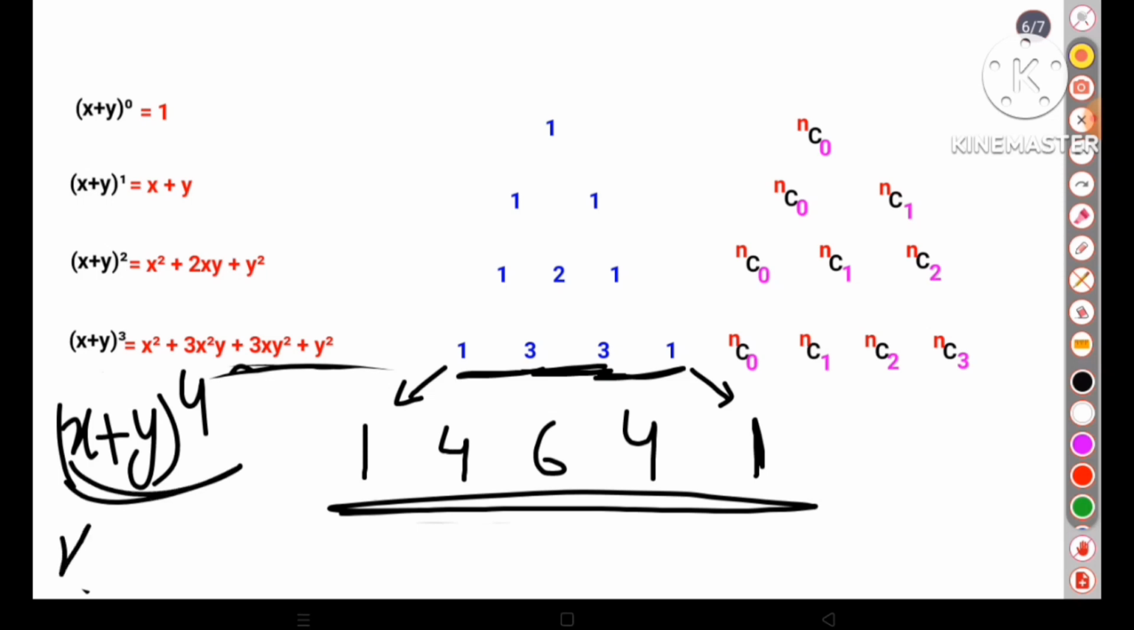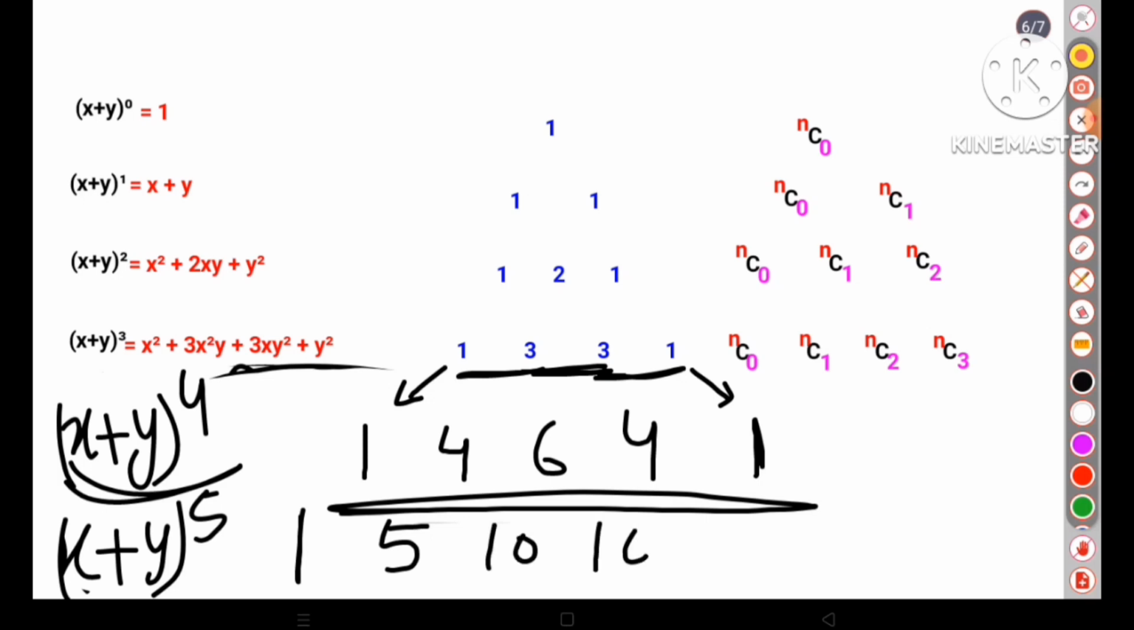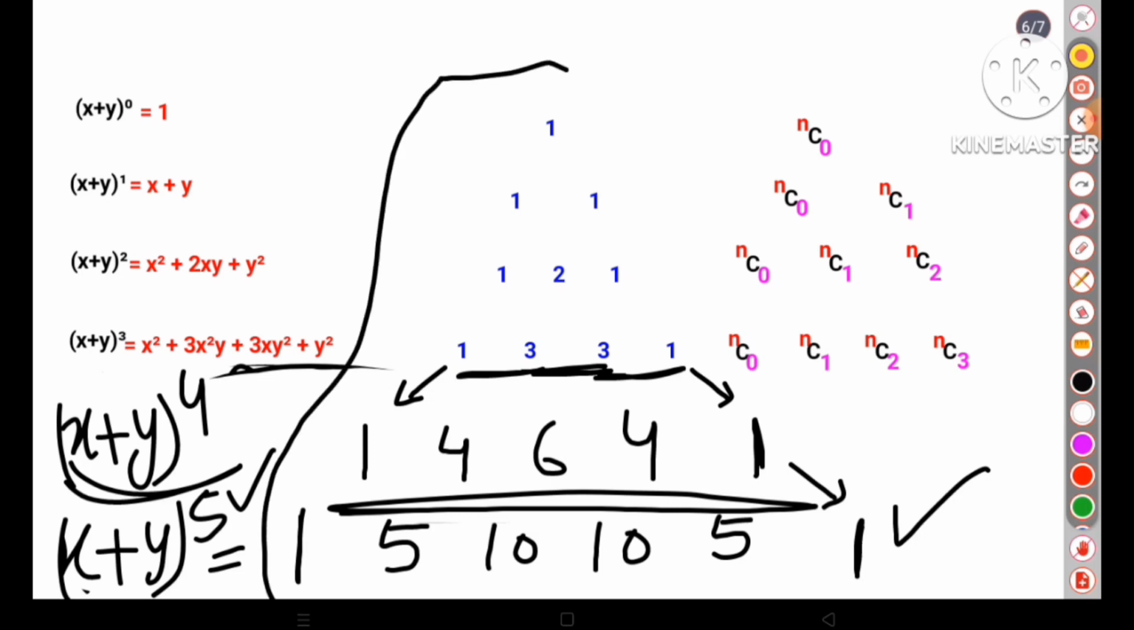Similarly, we can write the coefficients of (x plus y) raised to the power 5, and these will be 1, the sum of 4 plus 1 is 5, the sum of 6 plus 4 is 10, the sum of 6 plus 4 is 10, the sum of 4 plus 1 is 5, and the 1 will be written like this. These are the coefficients of the expression (x plus y) raised to the power 5. Hence, this is called the Pascal triangle.